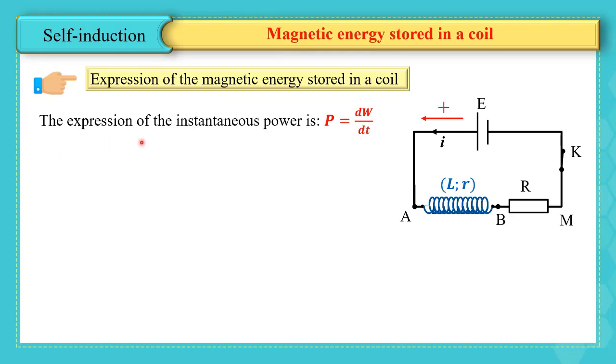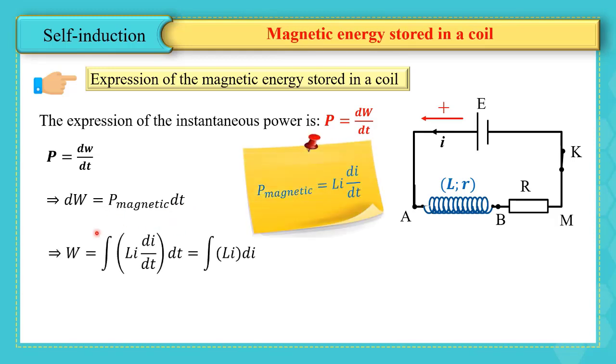Now, the expression of the instantaneous power is P equals the derivative of energy with respect to time. So, since P equals dW over dt, dW equals P times dt. Now, integrating both sides with respect to time, we obtain W equals the integral of L i di over dt, which is the P magnetic, times dt. We cancel dt with dt. We obtain W equals the integral of L i di.